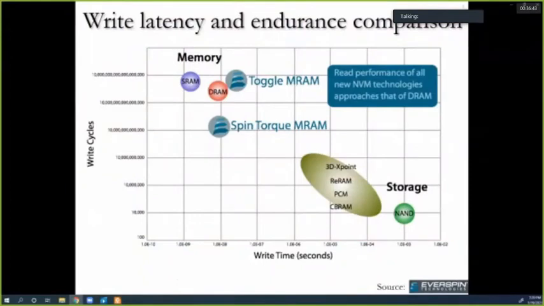Now this is a graphical presentation of the write cycles and write latency of the existing and emerging memory technologies. And here we see that the NAND has the slowest writing time, and the PCM and RRAM are in the middle, whereas the SRAM and DRAM have the fastest write time and also the highest write cycles, which is the endurance, and MRAM and the STT-MRAM fall in a very similar category as the SRAM and DRAM. And that is the reason why the STT-MRAM is also considered as the main memory, whereas the PCM and RRAM are considered as the storage class memory.